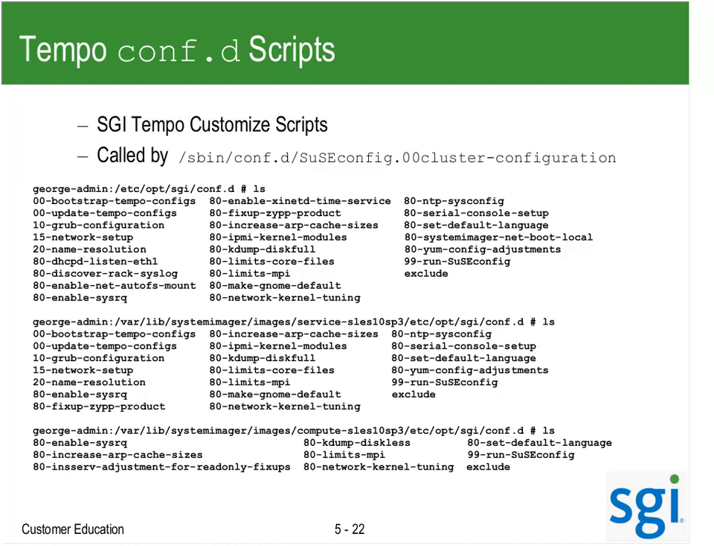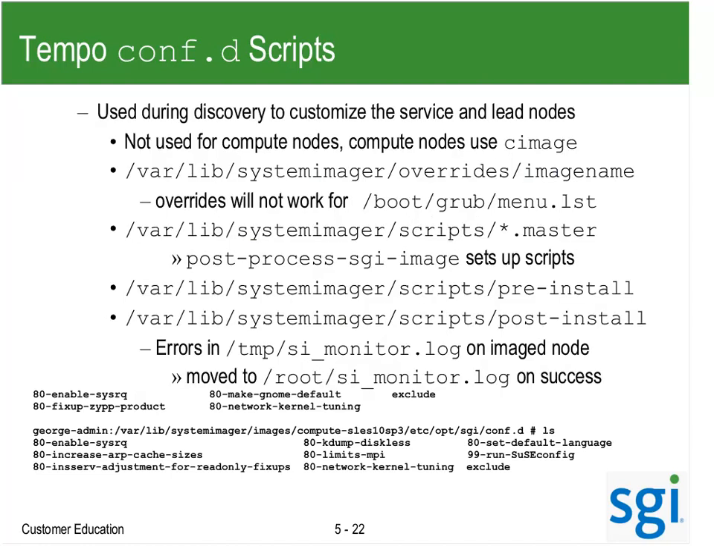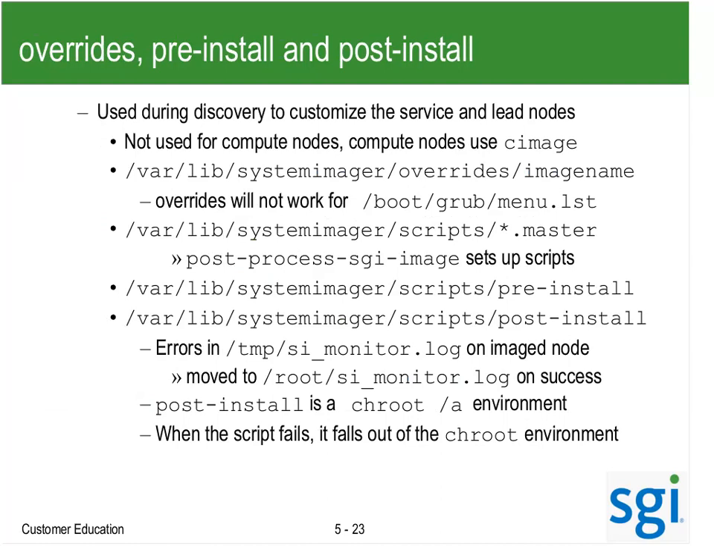Again, once these nodes are discovered, it's the yum or cinstallman yum node install RPM name. So overrides pre-install and post-install are used during discovery. This is where I'm going to put all my custom stuff. Not used for compute nodes, they're using CImage. They don't have a mini root rsync concept. So in varlib system imager overrides image name, but again it won't work for the menu.list that's generated later.